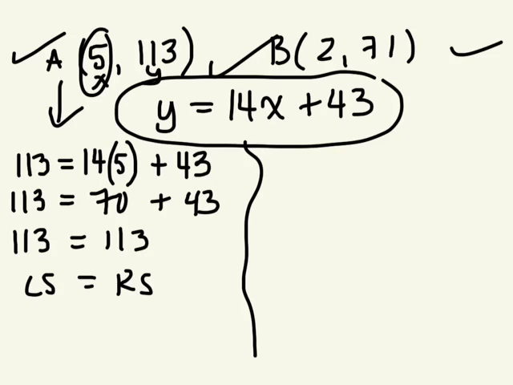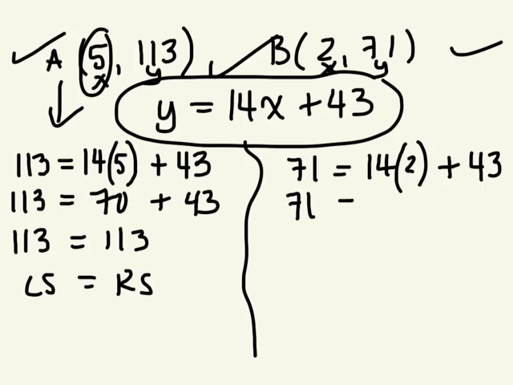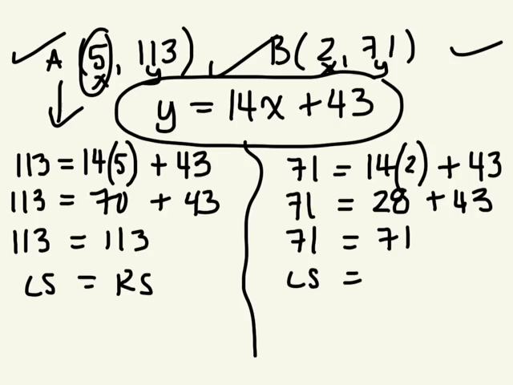Let's check if the second coordinate actually falls on this line as well. So what's my y value for the second coordinate? 71 equals 14 times 2 plus 43. What's 14 times 2? 28. What's 28 plus 43? 71 equals 71. Left side equals right side. Both of these coordinates are on this line.